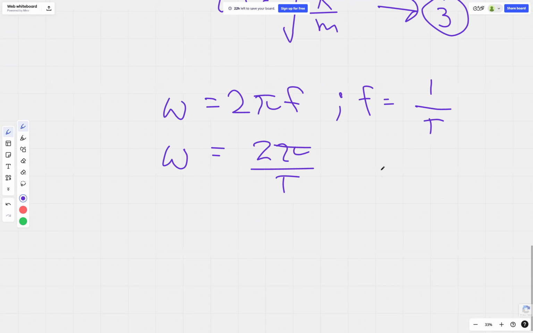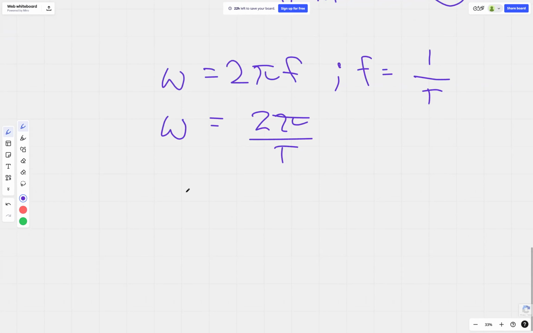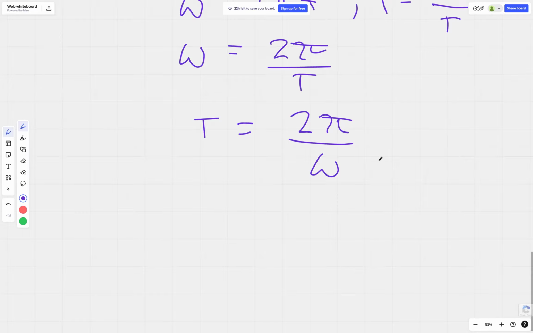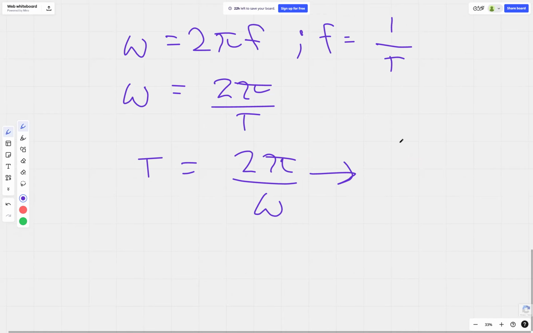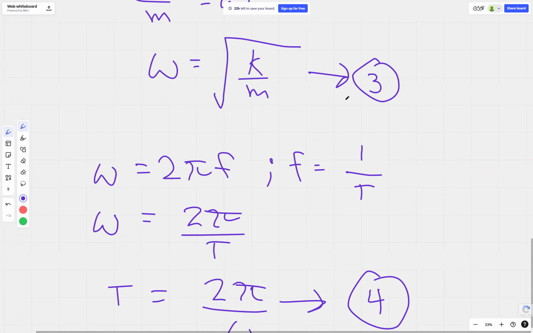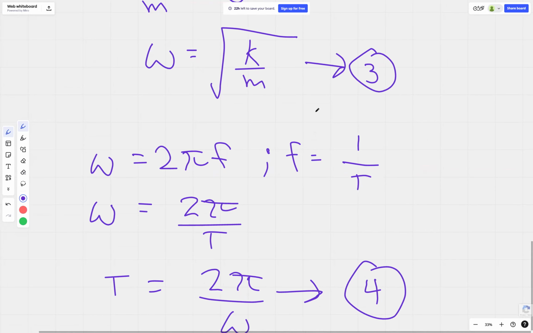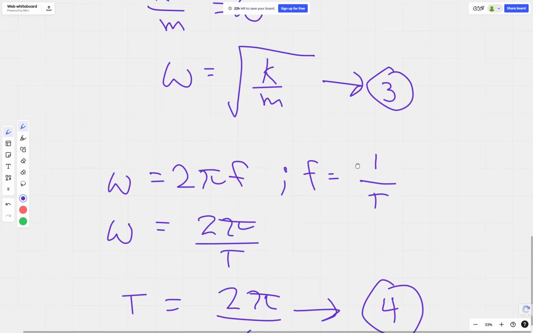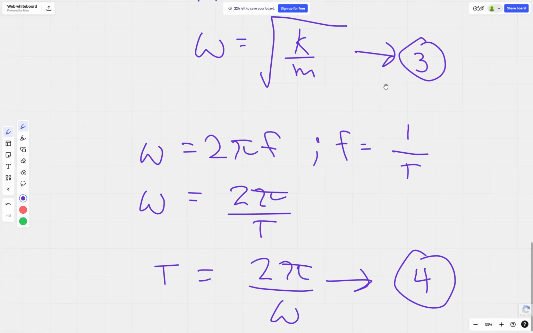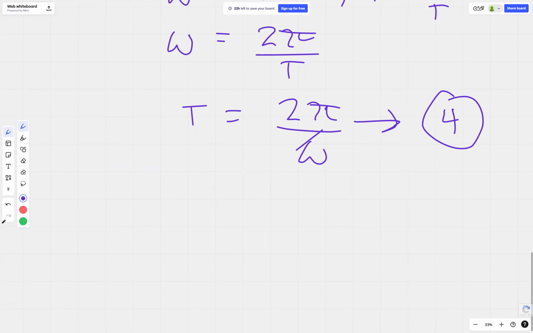Okay, so now we're going to isolate again for T, because after all, we are solving for the time period of a spring. So we say T is equal to 2 pi over omega. Let's define this as equation 4. Now we know that equation 3 is our equation for omega, and equation 4 is our equation for T. So that means that we can substitute equation 3 into equation 4 to further simplify our equation for the time period.